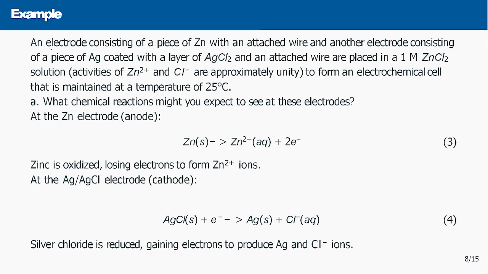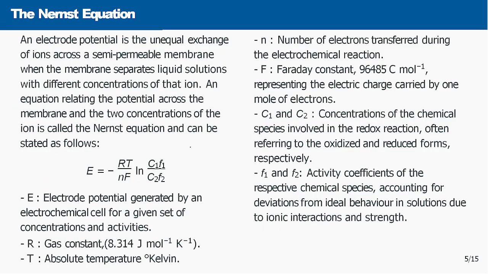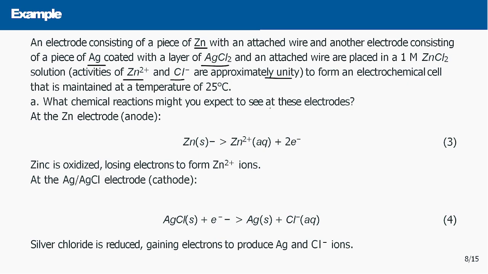For example, consider an electrode consisting of a piece of zinc with an attached wire, and another electrode consisting of a piece of silver coated with a layer of silver chloride with an attached wire, placed in zinc chloride solution. The activities of zinc and chloride ions are approximately unity, that is 1, as in the Nernst equation. This forms an electrochemical cell maintained at a temperature of 25 degrees.